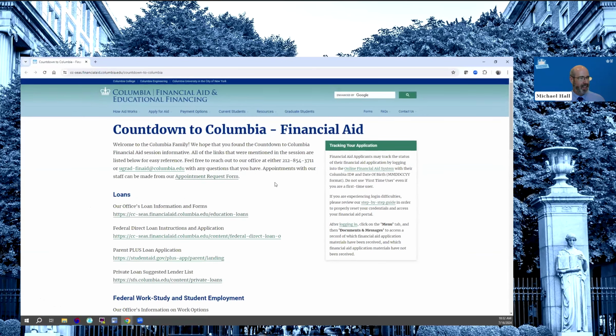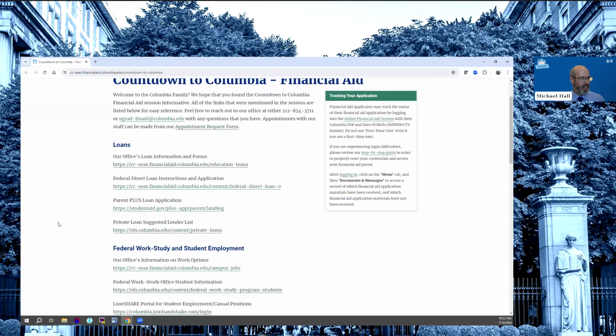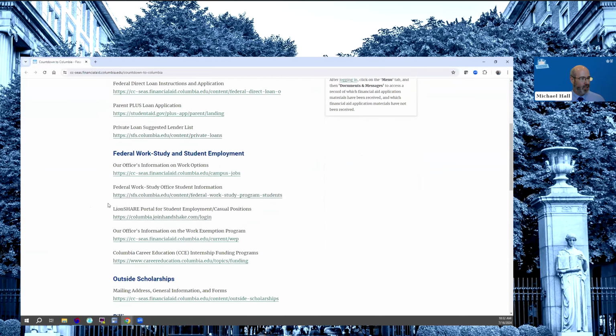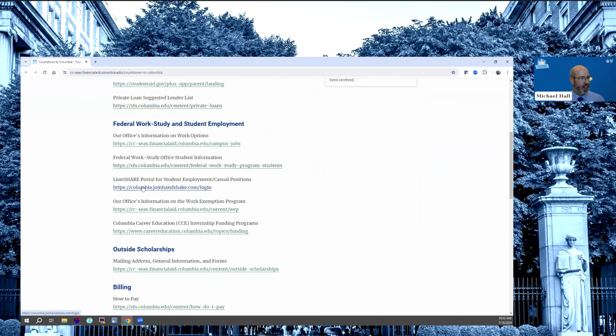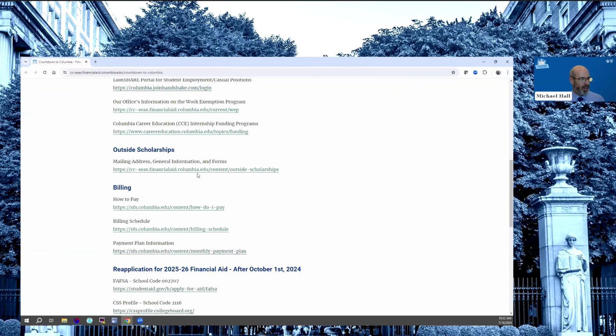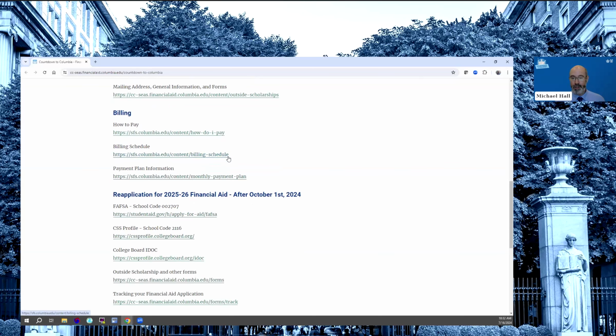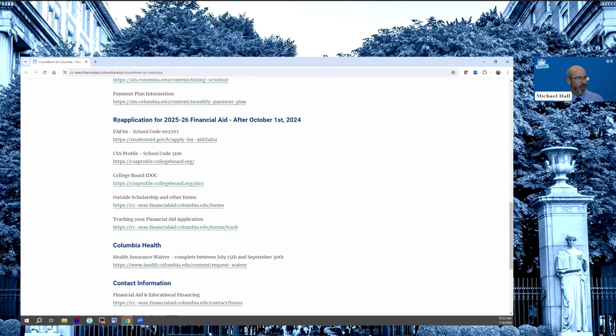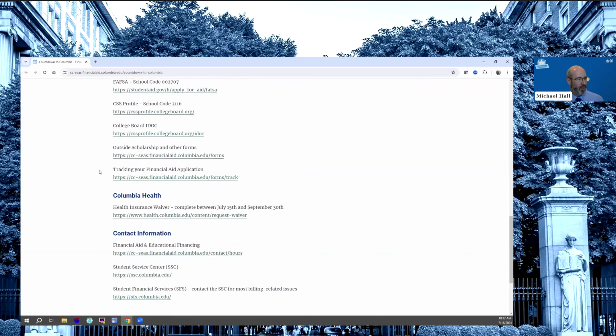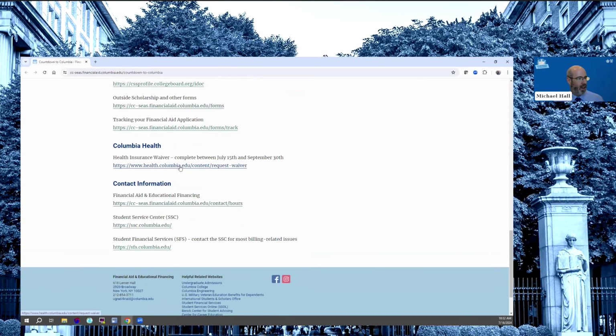On that page, if you go to it, and I've got it here, let me pull it up, you're going to find a website with a nice little welcome paragraph, and then all the links and then some regarding loans, work study, including things like Lion's Share and the Federal Work Study Office where you go to apply for these worksite positions, our outside scholarship policy. We include some of the billing information too. That's relevant to the next session, but we put some of that there because we do find families have questions related to that. Reapplication for next year, where to go for all the different forms, that Columbia Health waiver, and then our office's contact information is on this page as well, just for easy reference. So we try to make it visible enough for everybody.